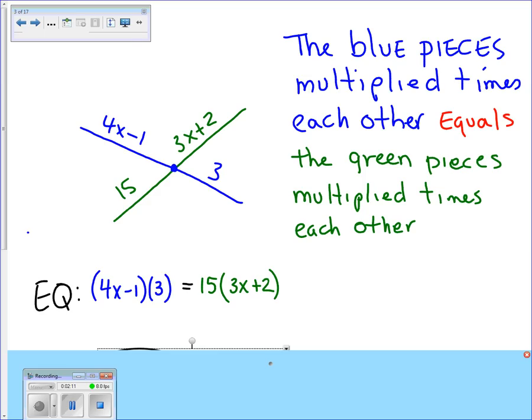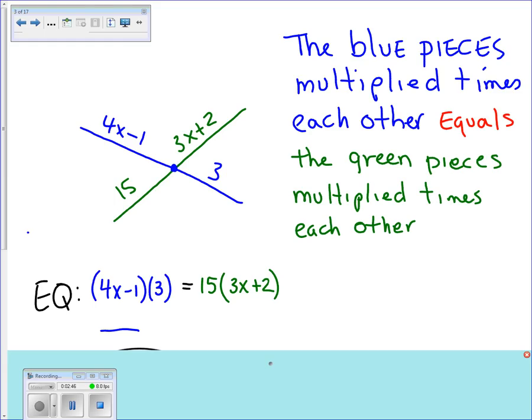Now I'm hoping that you wrote an equation like this. I use parentheses to represent the multiplication. Things like this, 4x minus 1, are called quantities. Since it's a couple of different items that have some type of operation between them, here we have 4x minus 1, I put parentheses around it, kind of keep it as a package, so it doesn't get mixed up with anything. So I have (4x minus 1) times 3, and 15 times (3x plus 2). And according to the words over here on the right-hand side, that's what the equation should be.